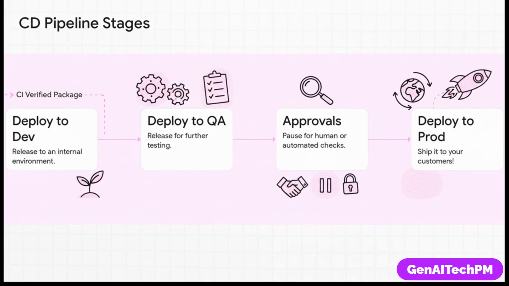And once CI gives us the green light and says, yep, this code is good to go, the second part of the assembly line kicks in, continuous deployment, or CD. This pipeline takes that package and starts moving it safely towards your customers. It'll deploy to a dev environment first, then maybe to a QA environment for more testing. It can even pause for a final human approval. And then, boom, it ships to production.